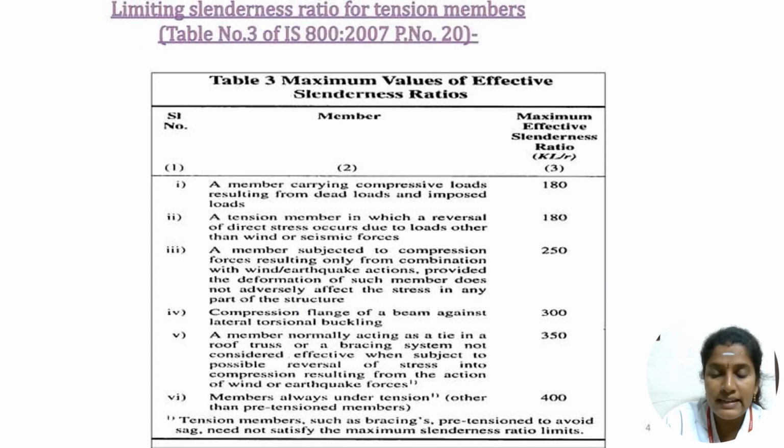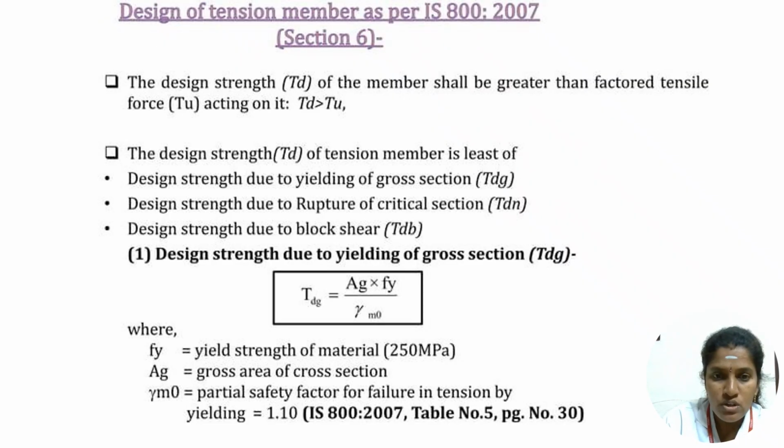So these are all the slenderness ratios for the tension members. This value we can take from IS 800 2007. Directly we can take this value from the code book, right? So these are some other procedures for the design of tension members. This is also derived from IS 800 only.